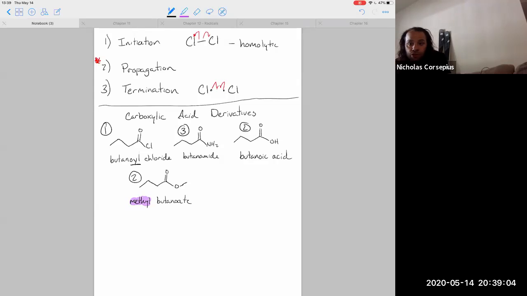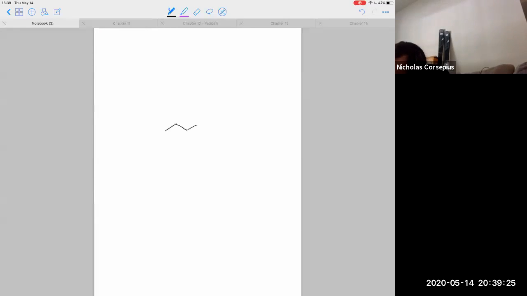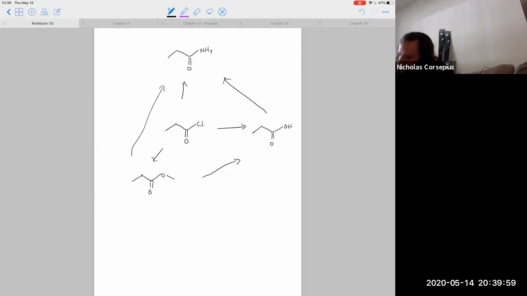Okay. So if you remember, this chapter was basically all about converting one of these carboxylic acid derivatives into another one of these carboxylic acid derivatives, right? Converting acyl chlorides to amides or carboxylic acids to esters, and so on. That was like the meat of this chapter. So let's just make sure we remember how to do that. So I'll make one of our little wheels here. Probably could have been spaced a little bit better, but whatever.